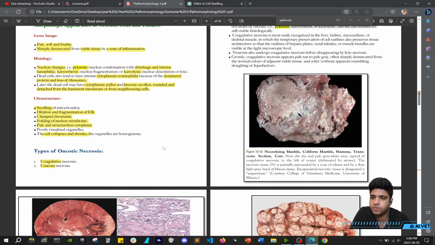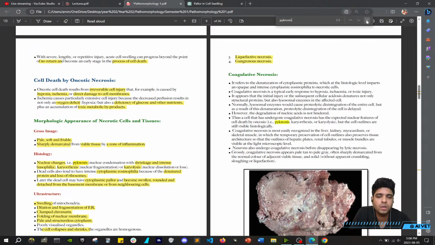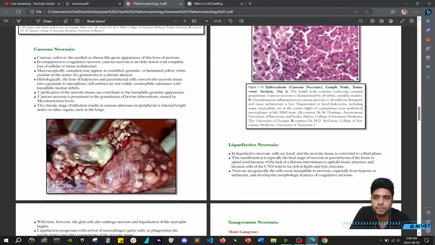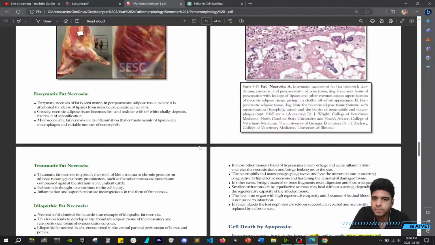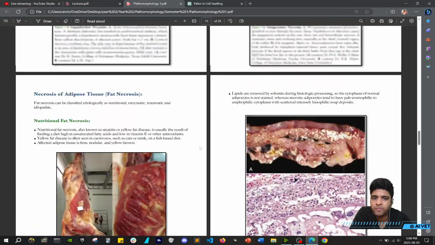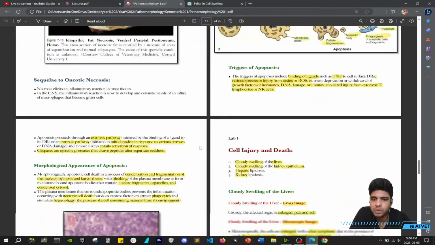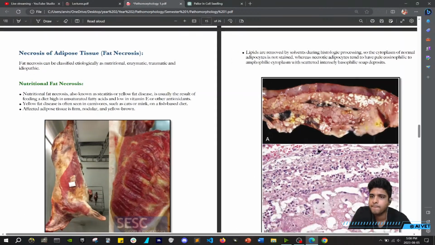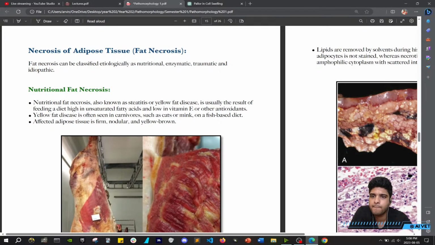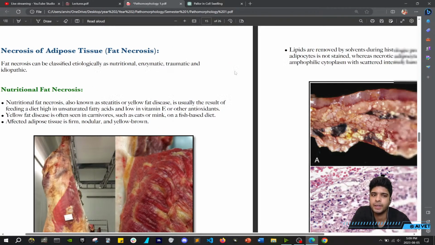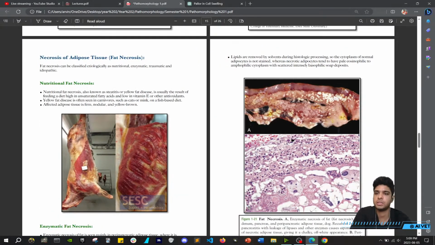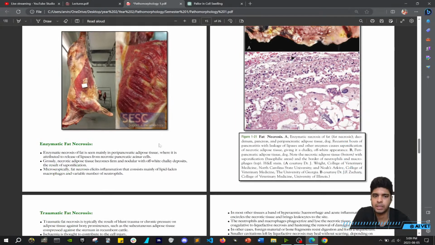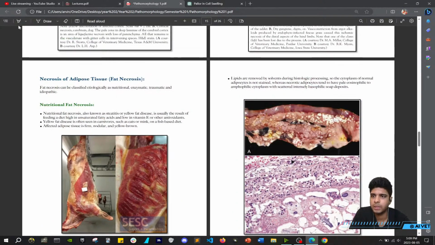Now we have these four, and fat stuff, adipose. Okay, I think we can do the fat one first. How do the fat cells die? Nutritional, enzymatic, traumatic, and idiopathic. Okay, nutritional fat necrosis is here, enzymatic. Let me mark those things.